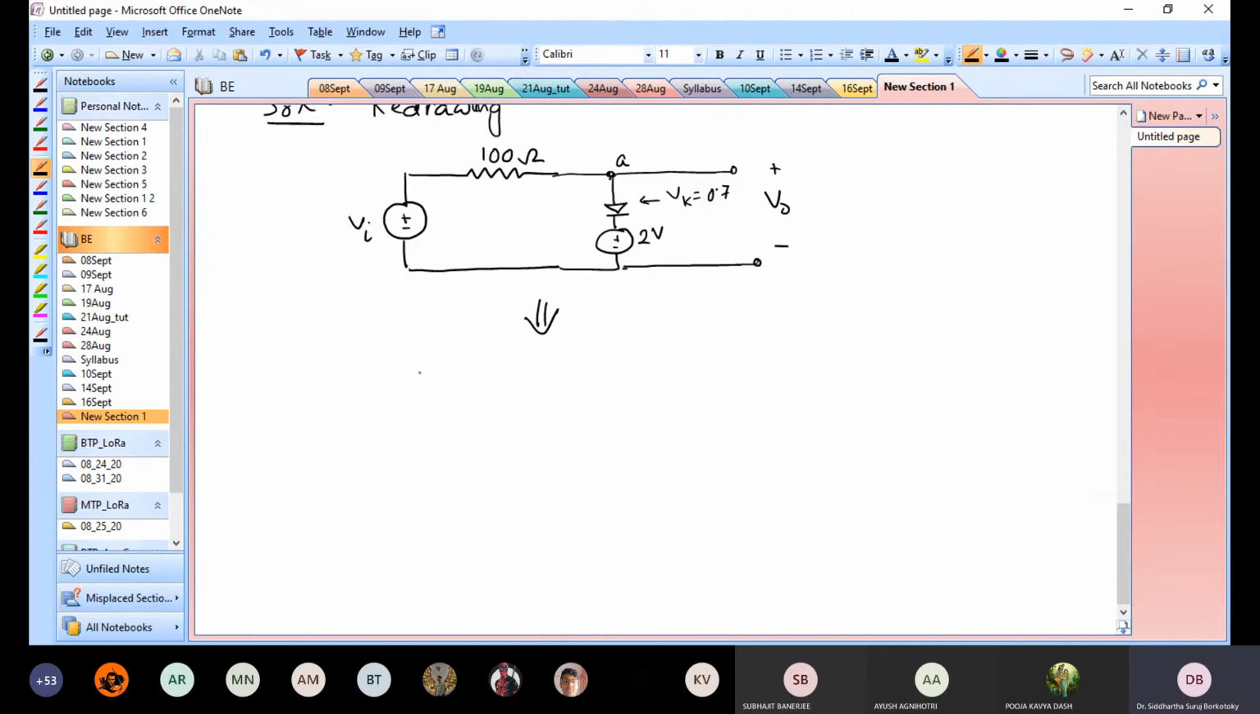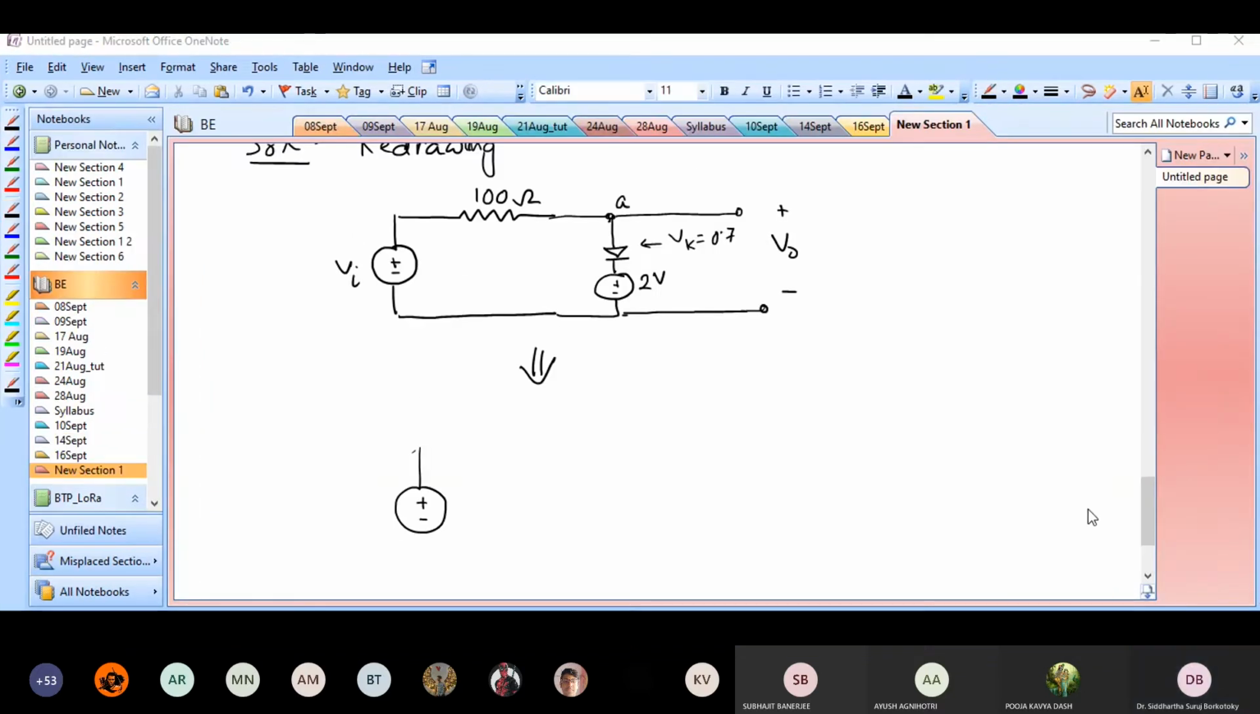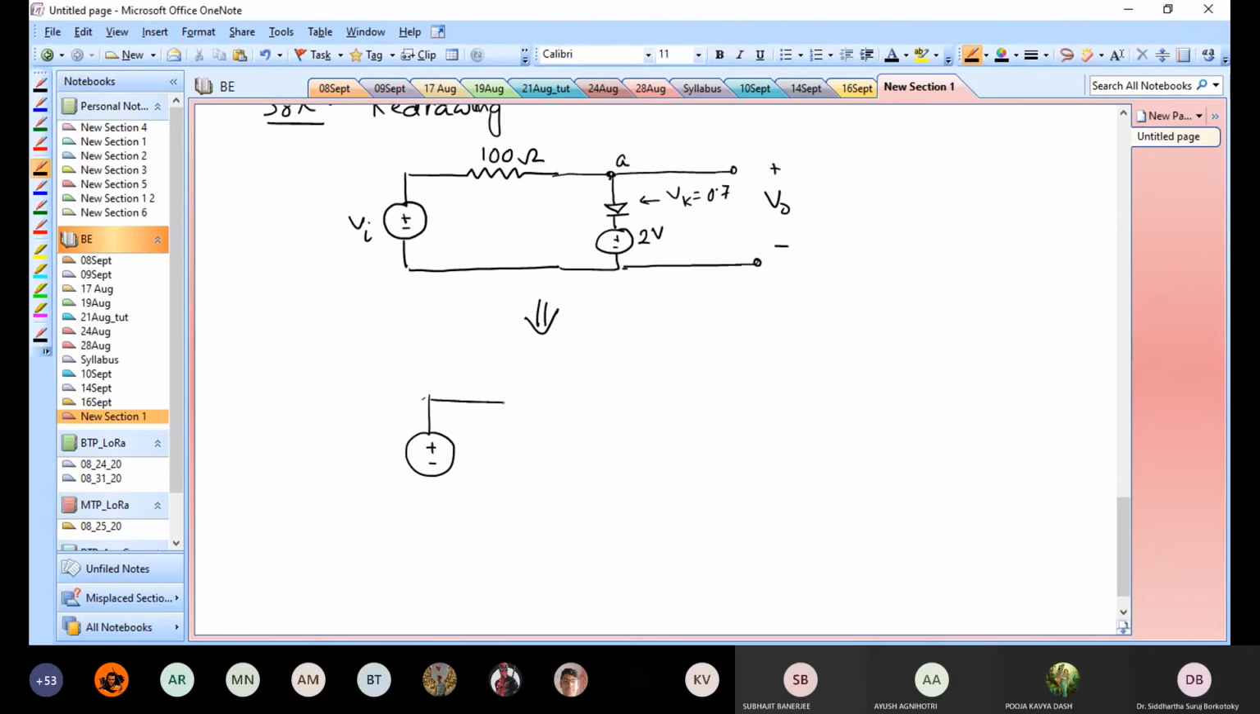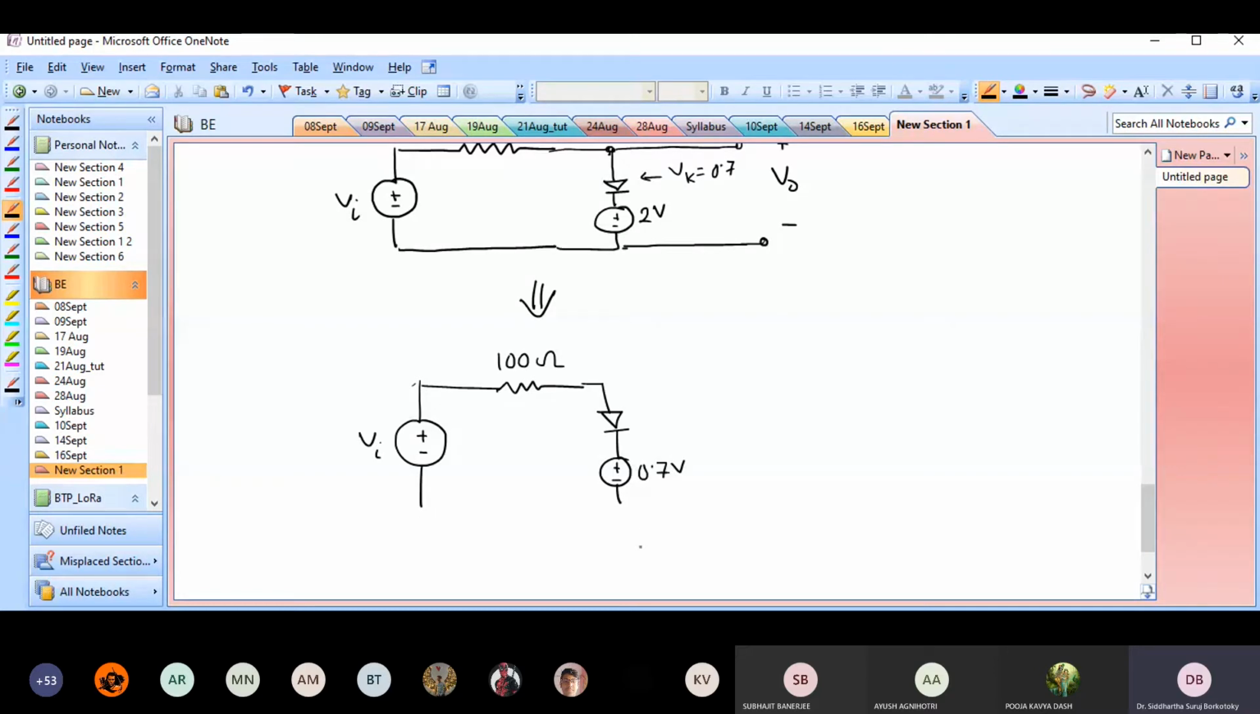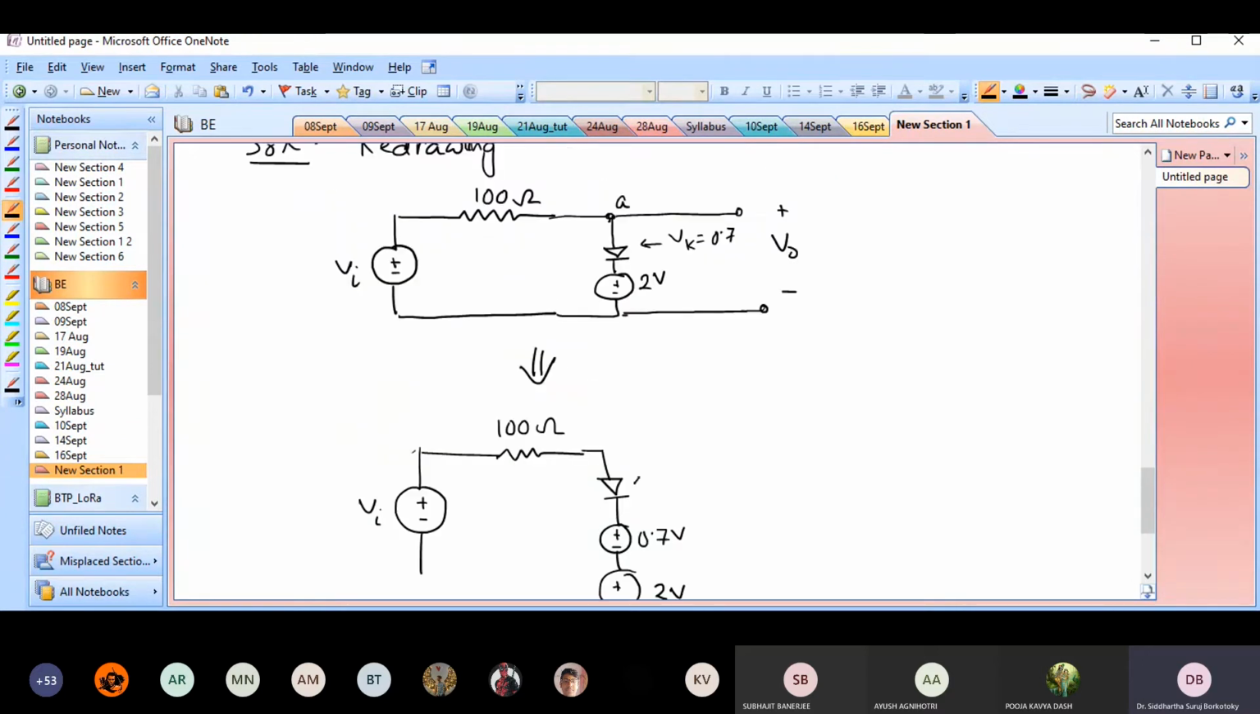Okay, so let's try this again. So we have this circuit. Now what I can do, I can simplify the circuit further by saying that I have Vi over here, 100 ohms. And I draw this circuit in a way that it's 0.7 volts and plus 2 volts, 2 volts. So what I did was, now I have an ideal diode in here.